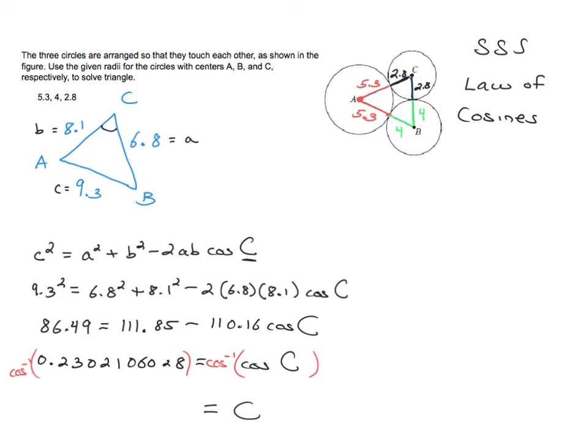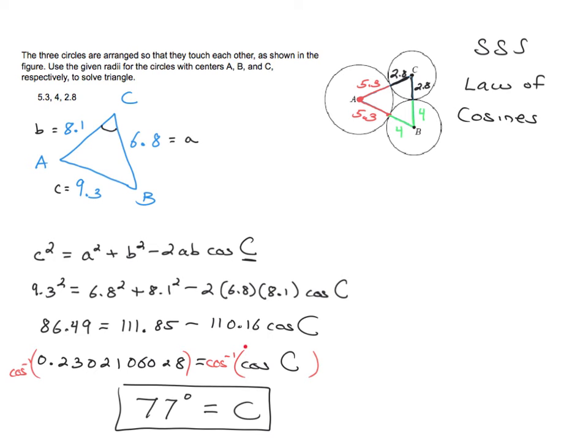So I'm going to do this directly in my calculator. I'm doing cosine inverse of 0.23021060028. And I get 77 degrees if I round to the nearest degree. So that is the measure of this angle. It'll be the largest angle within the triangle.